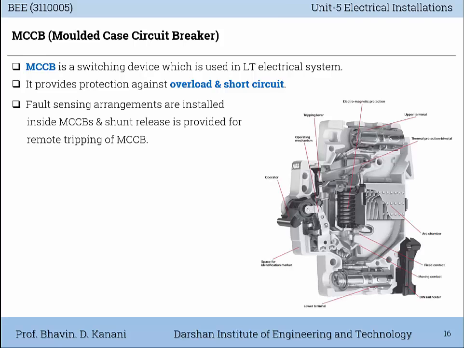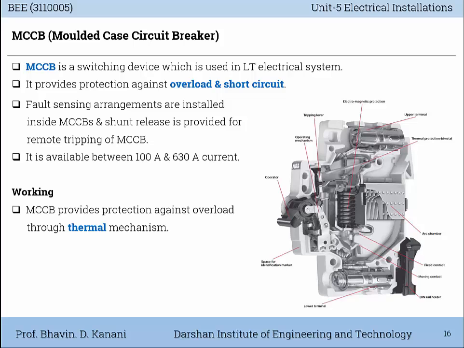See in this diagram, fault sensing arrangements are installed inside MCCBs and shunt release is provided for remote tripping of MCCB. It is available between 100 ampere and 630 ampere current.